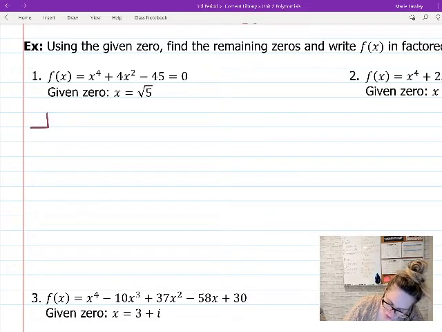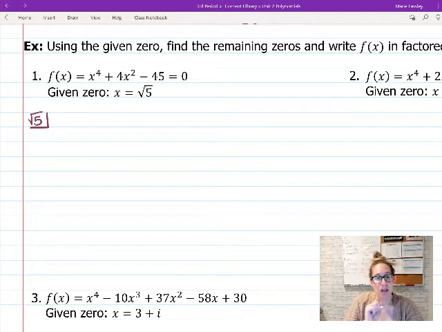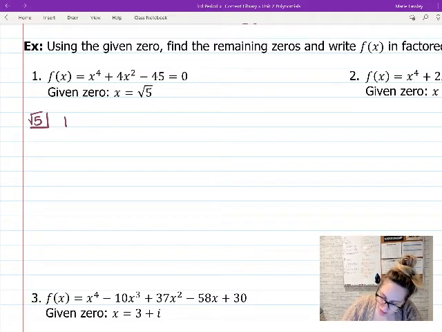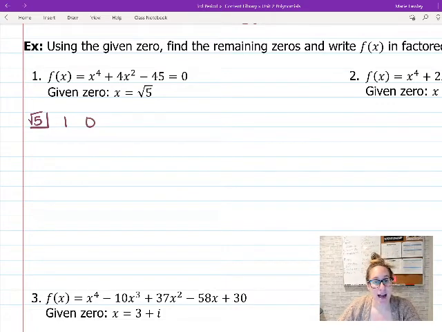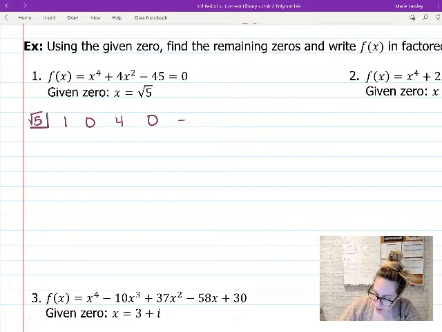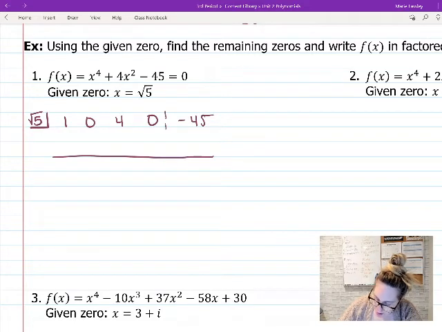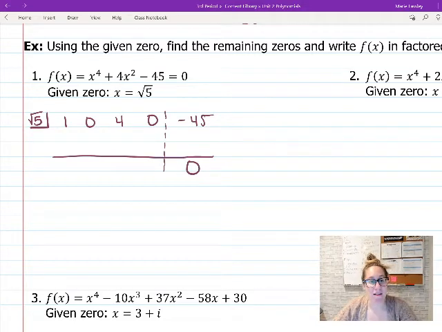I'm putting in the square root of 5. And now I'm going to line up my coefficients. Now, I am missing a couple of them. So remember, I had to put a 0 in as a placeholder. So 1, then I'm missing x cubed, 4 for x squared, 0 for my x, and then a minus 45. Now, this minus 45 is still my remainder column. So even though I'm dealing with the square root of 5, I should still get a 0 as my remainder.